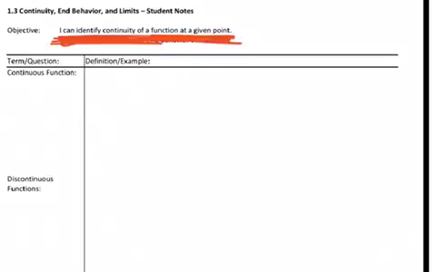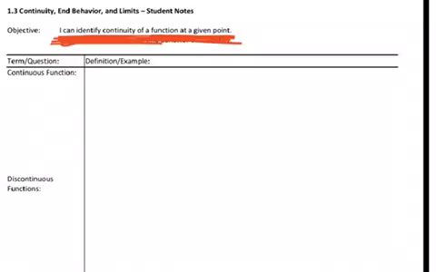Lesson 1.3, Continuity and Behavior and Limits. For today's lesson, our learning target for this part is focused on continuity. At the end of this lesson, you should be able to identify the type of continuity of a function at any given point.